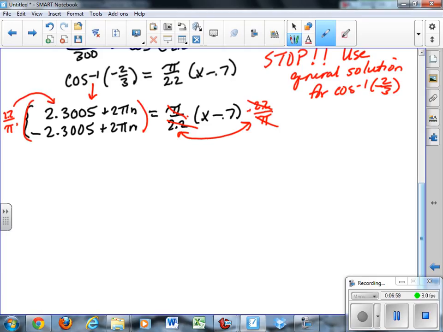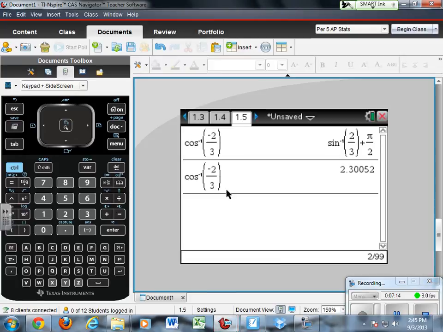So I have to multiply the 2.2 over pi times both of these. It's going to affect both of those numbers. So on your calculator, let me show you an efficient way to do this. I'm going to say 2.2 divided by pi. Make sure you don't do it the other way around. We multiply by the reciprocal to undo things, remember?